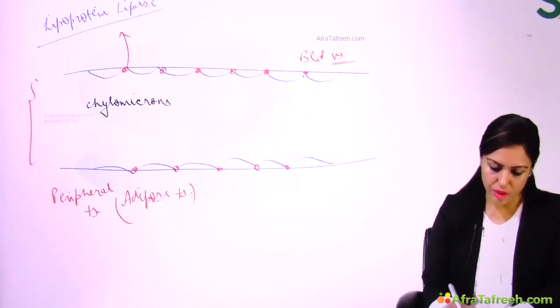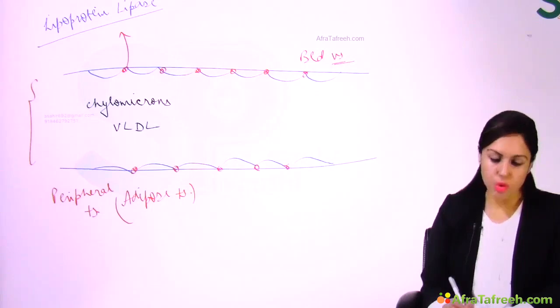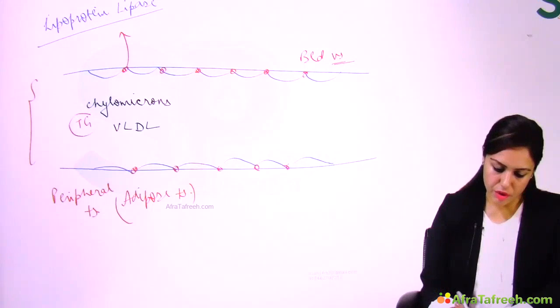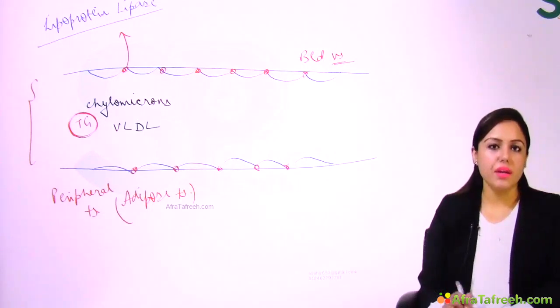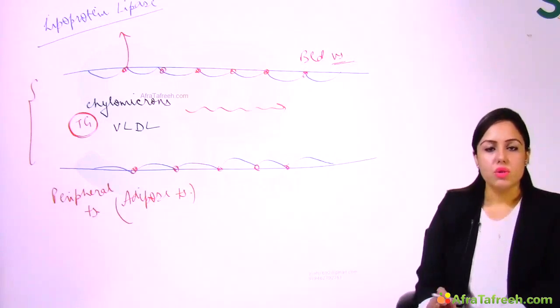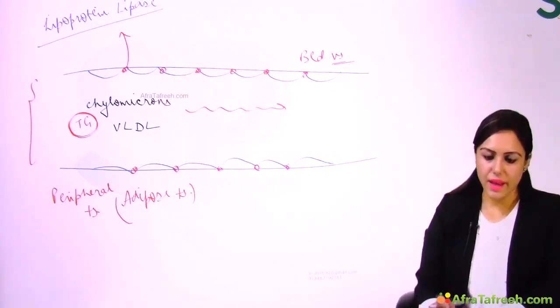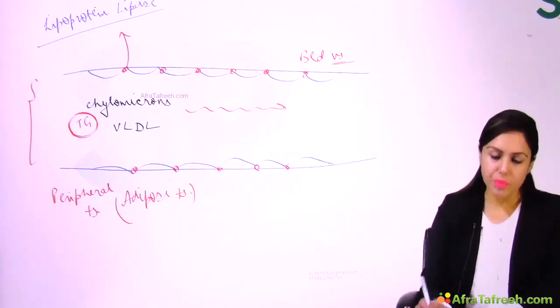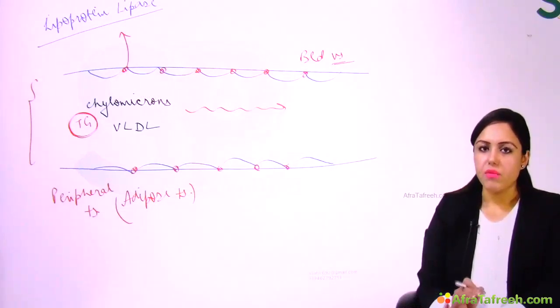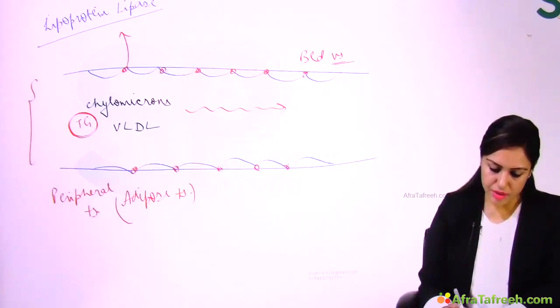Lipoproteins are moving: chylomicrons and VLDL. They both contain which lipid? They contain triglyceride, and they are moving in blood. So here the lipoprotein lipase enzyme will break down this triglyceride.